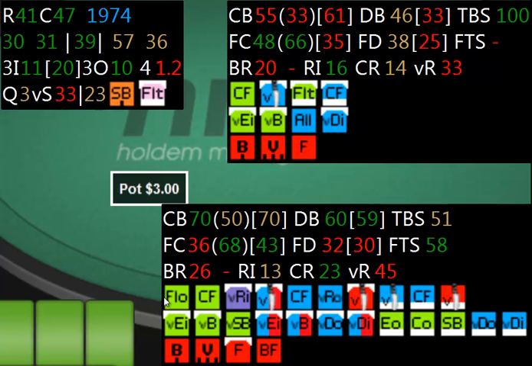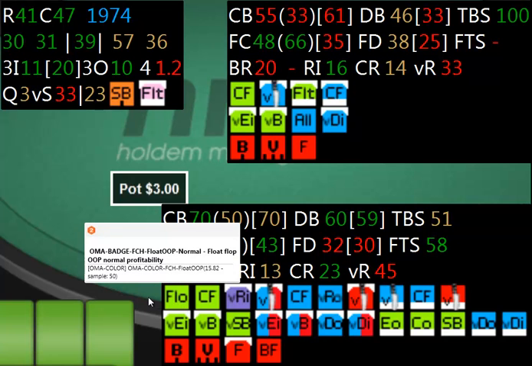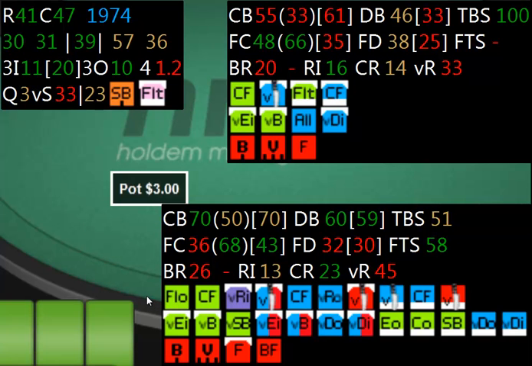Down here for the second HUD, we can see a flop float out of position badge, single raise pot. No white bottom means this is a single raise pot. FLO, the O means out of position. So this is telling us that when faced with a flop C bet from this player, we can call with wider than normal ranges. And if we look to the right, we can see why that is.